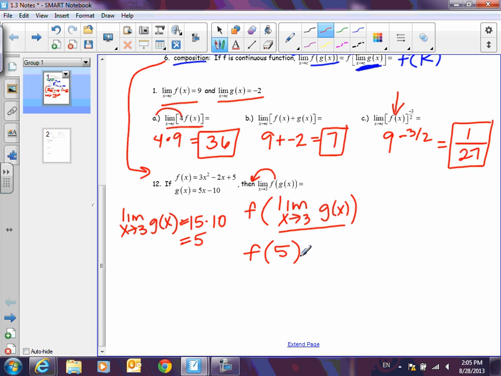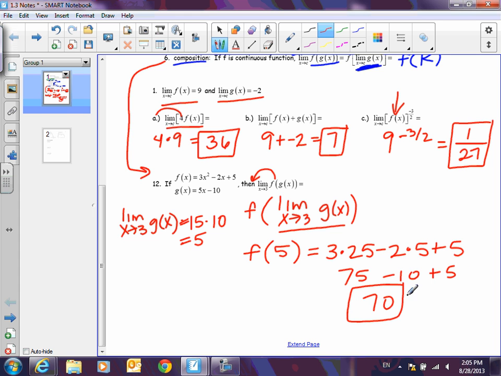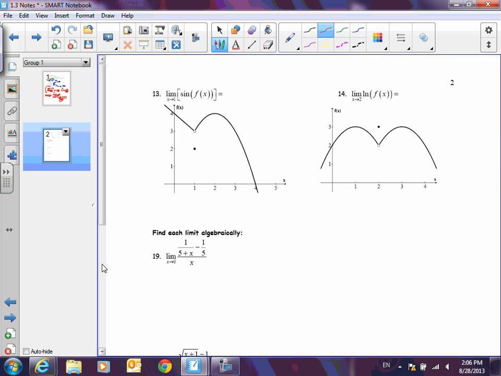Now you're going to find f of 5. So how do we find f of 5? You plug it in again. Now this one's just a little bit more, but this is still something you can do without a calculator. So the 5 squared is 25, that's 75, minus 10, plus 5, 70. That's your answer. So a little bit of number crunching versus a lot of algebra. If any of you are curious, feel free to go back on your free time and do f of g of x and then plug 3 in. You're going to get the same number. Okay? All right, so let's look at the next page.